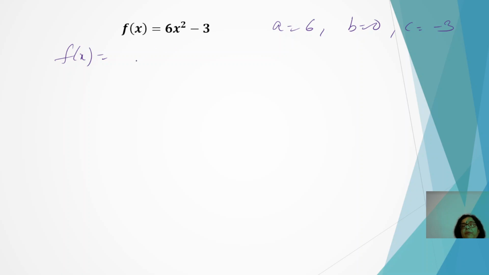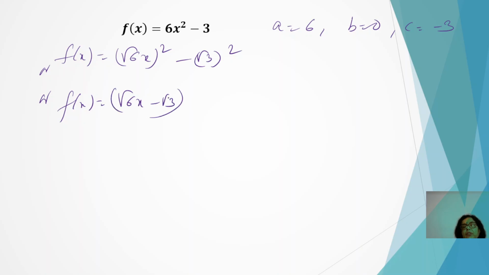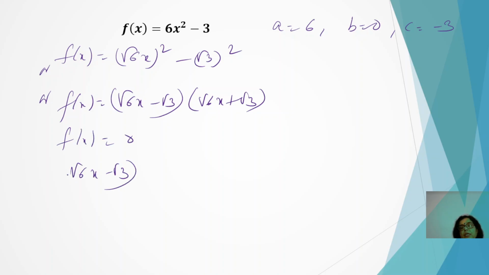So I am taking the help of the a squared minus b squared formula. So we can write it this way, minus root 3 whole square. So this, or fx, will become equal to root 6x minus root 3 into root 6x plus root 3. So if fx has to be 0, then root 6x minus root 3 into root 6x plus root 3 must be equal to 0. So x has to be equal to, from here we get 1 by root 2 and from here we get minus 1 by root 2.